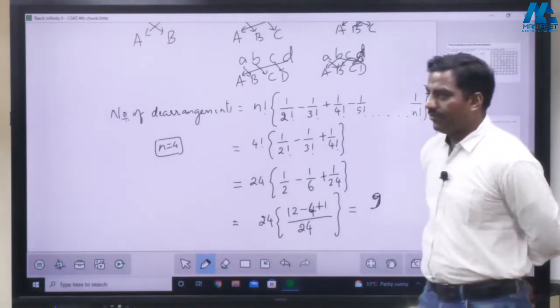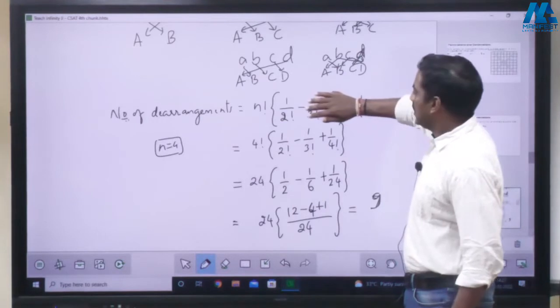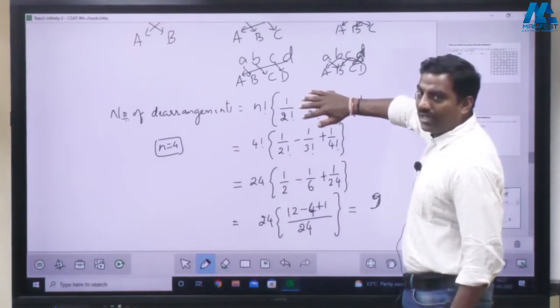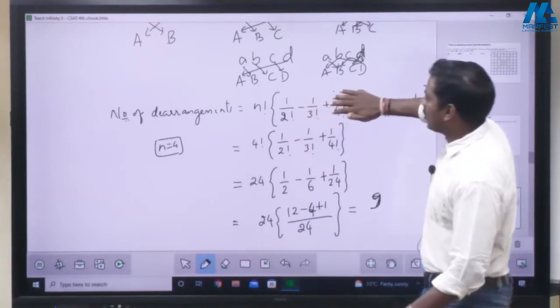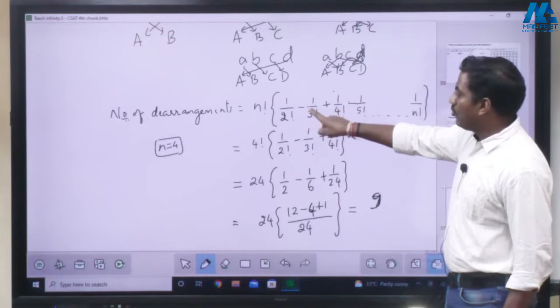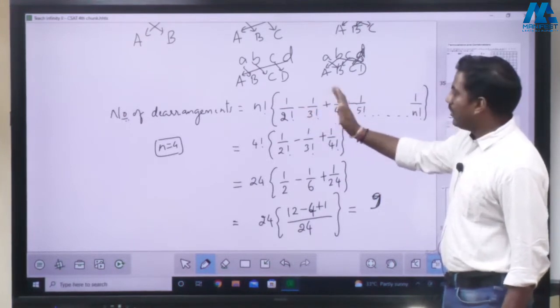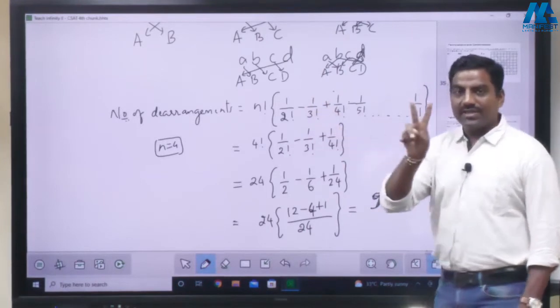Check for 2 and 3. First we'll check for 2. N factorial, 2 factorial, into 1 by 2 factorial is 1, no? Check for 3. N factorial is 6. Here 1 by 2 minus 1 by 6. 1 by 2 minus 1 by 6 is 1 by 3. 6 into 1 by 3 is 2.